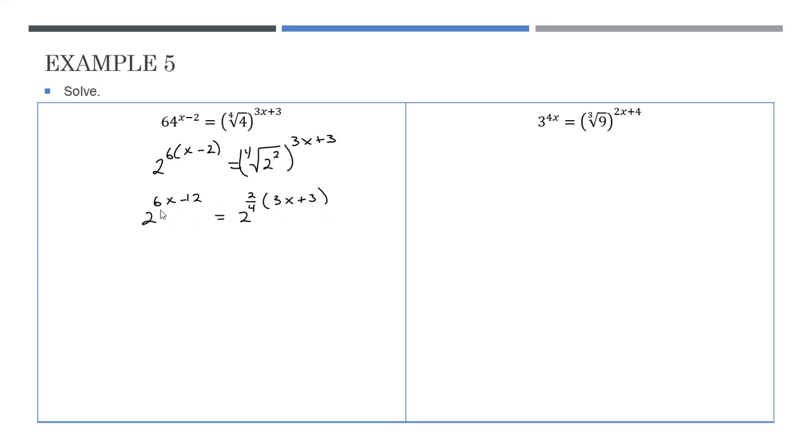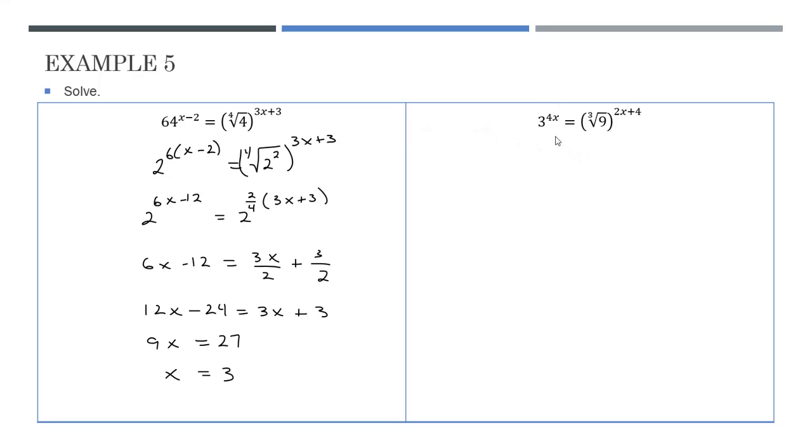There we go. Now we have the same base, and we can actually make the exponents equal to each other. So we get 6x minus 12. I'll distribute this right now. This is really 1/2, so it becomes 3x over 2 plus 3 over 2. I'm going to make this a little bit easier by just getting rid of these fractions. So I'm going to multiply everything by 2. So I get 12x minus 24 equals 3x plus 3. I'll subtract 3x off both sides, so I get 9x on the left side, and then I'll add 24 to both sides, so I get 27 on the right side. Divide both sides by 9, and we get x is equal to 3.